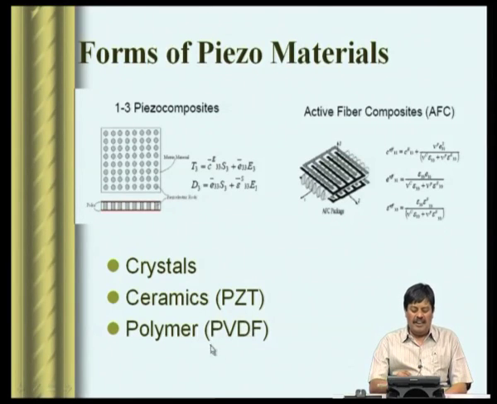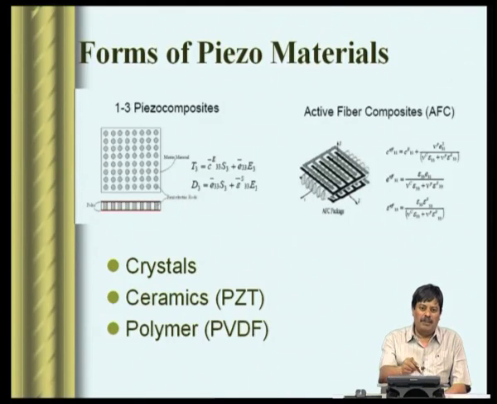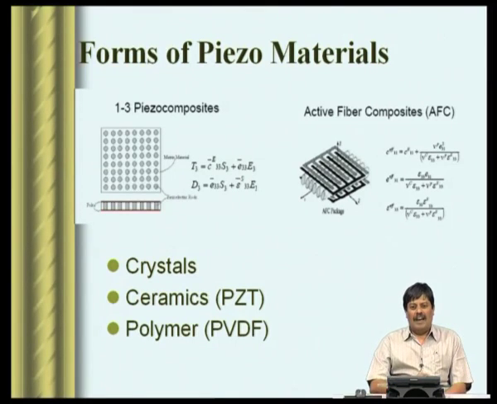The other material is PVDF, called polyvinylidene difluoride. It is the polymer form of the piezo material, which is used only as sensing. It cannot perform actuation effectively. It is mostly used as a very good sensing material. In addition, you can have piezo composites, where the piezo material is embedded in a matrix-like system, or we can also have active fiber composites, where in the form of laminated composites you embed them, electrode them, and make it multifunctional.